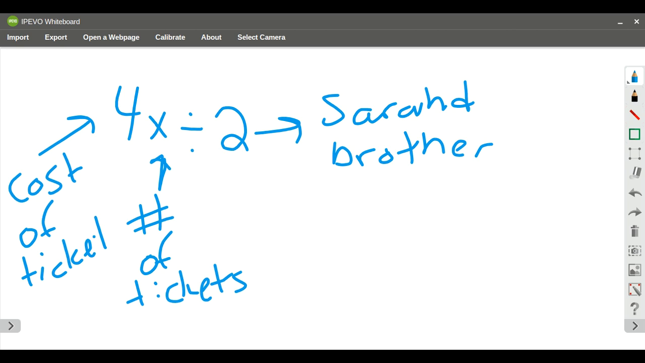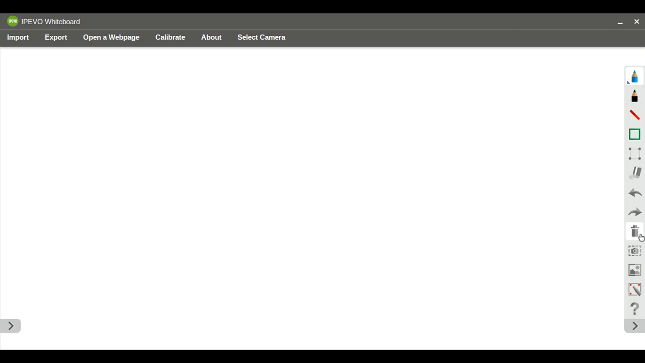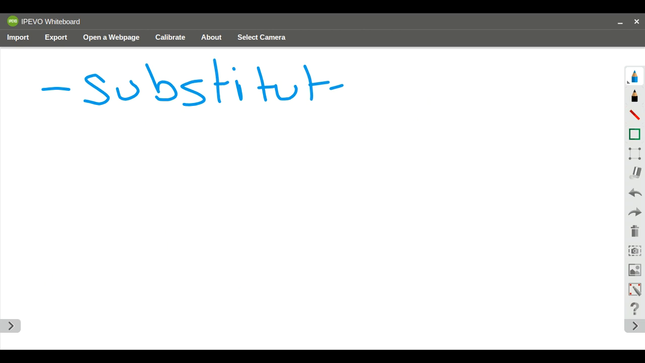So that's what the different values represent in the expression. Okay, so we're going to move into number 1 on your guided practice. It says, what does it mean to evaluate an expression by using substitution? So when we evaluate an expression by using substitution, the first thing we do is substitute the variable. Okay, so we substitute the variable for the value.